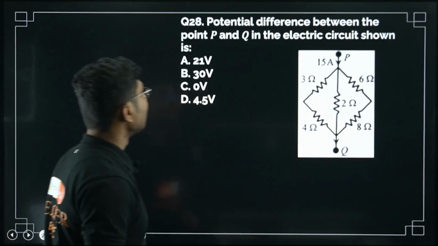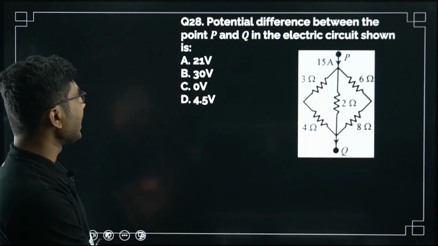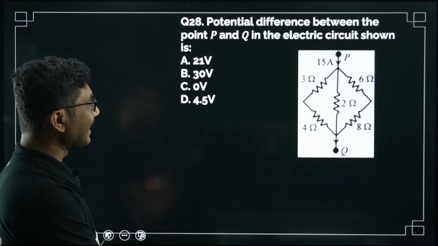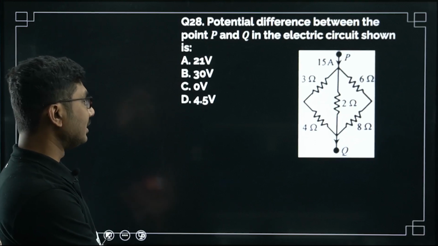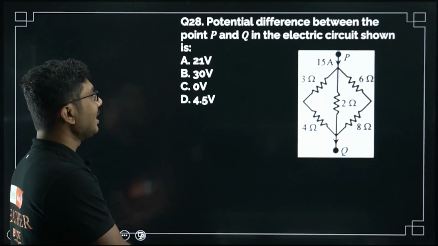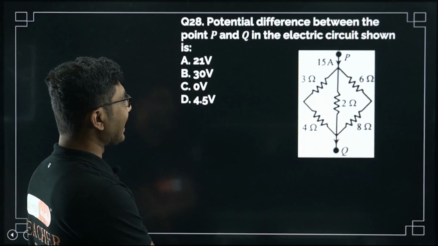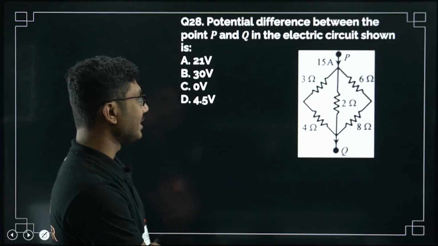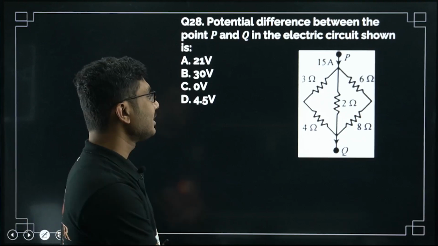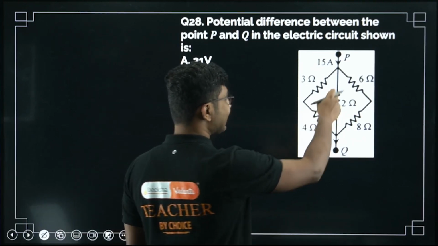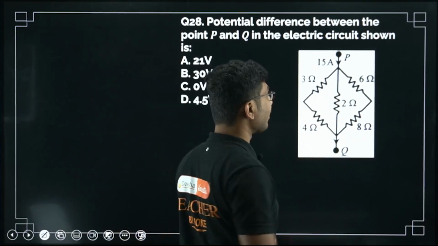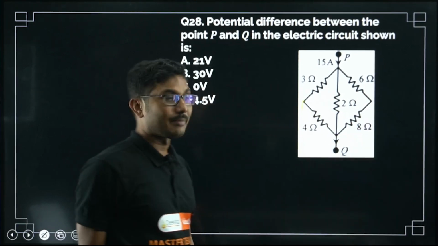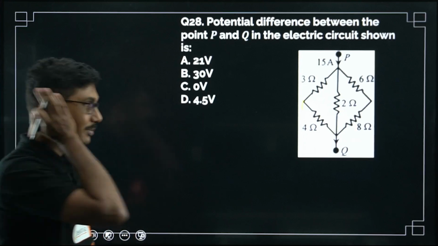Next question, the potential difference between points P and Q in the electric circuit shown is. So 15 ampere current is flowing through this circuit and they have asked what is the potential drop between P and Q. This is very similar to a Wheatstone bridge, but actually it is not a Wheatstone bridge because there is a resistance in between and not a galvanometer. Also the connection is not like this. If the connection was like this, then it may have been a Wheatstone bridge combination, right?